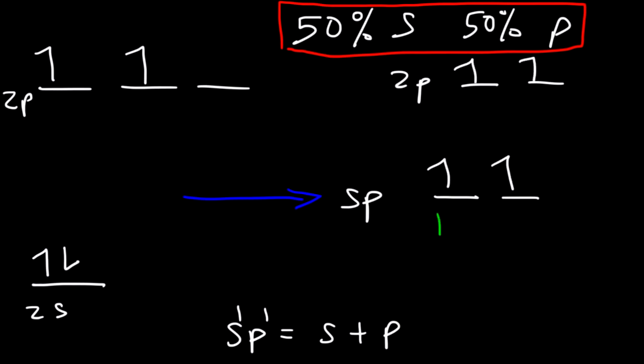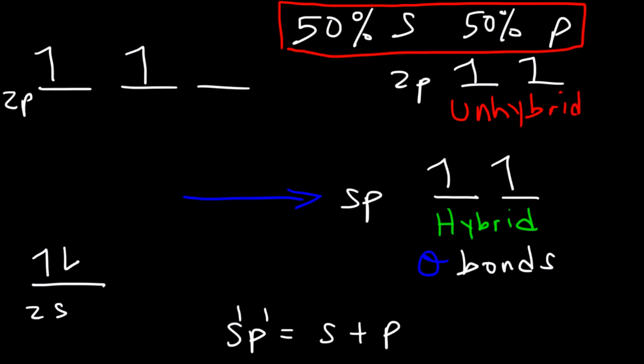By the way, you need to know that hybrid orbitals are used to form sigma bonds. The unhybridized orbitals, in this case, the p orbitals that were unaffected, are used to make pi bonds, which we'll talk more about later. So just keep that in mind. So pi bonds are always made from unhybridized p orbitals when you're dealing with carbon atoms. And sigma bonds, they form from the overlap of atomic orbitals, and they consist of hybrid orbitals for the most part.